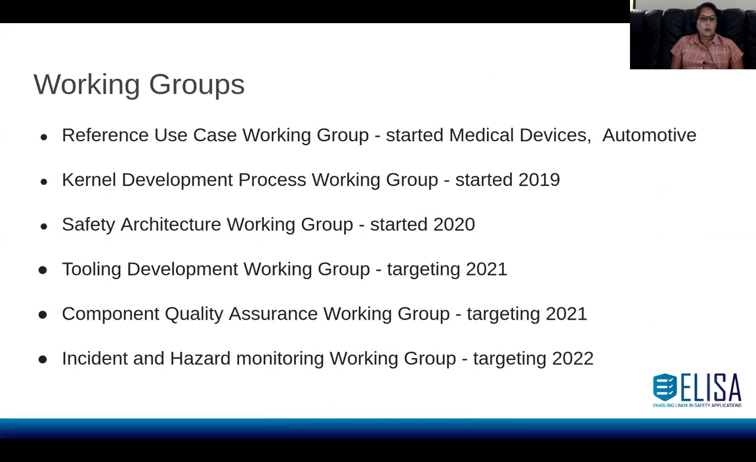These are the working groups that we have currently: the kernel development working group, the safety architecture working group, and tooling and development. There we are doing a lot of work as well, identifying tools and looking at the tool aspects.